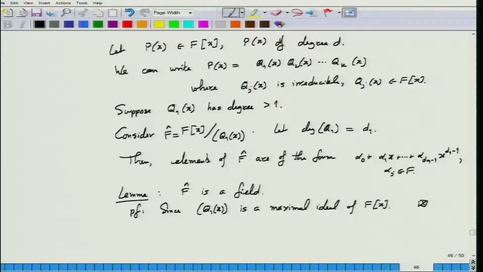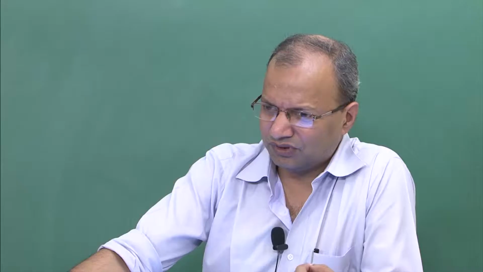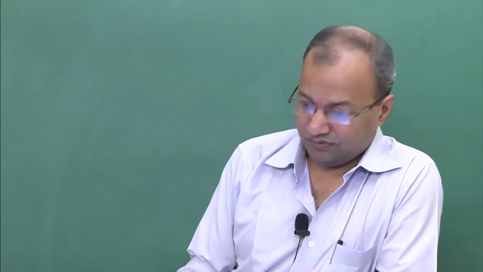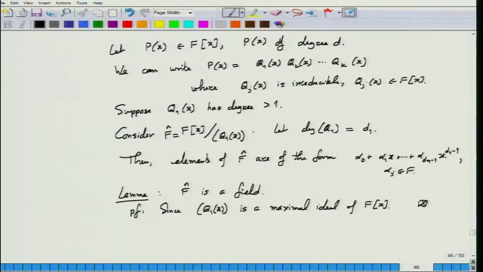Why are we sure that it contains elements more than F? Simply because all such elements in F hat are polynomials of degree less than d1, and two such polynomials are not the same in F hat. In particular, a root of Q1 is in F hat.